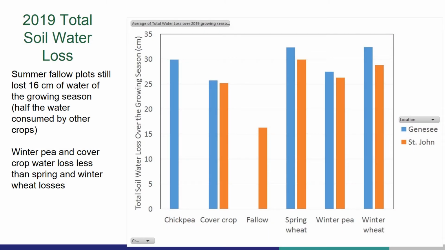Soil water loss: if we look at individual crops and how much water was lost during the growing season, we could see even the fallow plots. In fallow, we try to store as much water, but even then we still have evaporation, and 16 centimeters of water were lost from the summer fallow plots. The cover crop also lost another 10 centimeters, about 25, and potentially you can reduce this water loss from cover crops by terminating the crop, or grazing the crop, or swathing the crop earlier in the season. So this is something we can moderate.